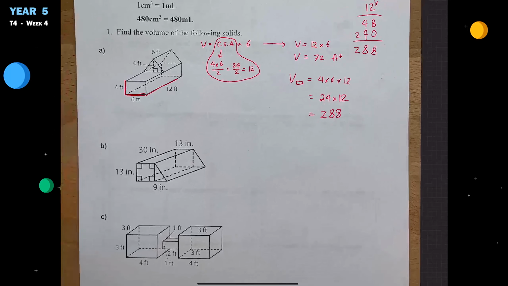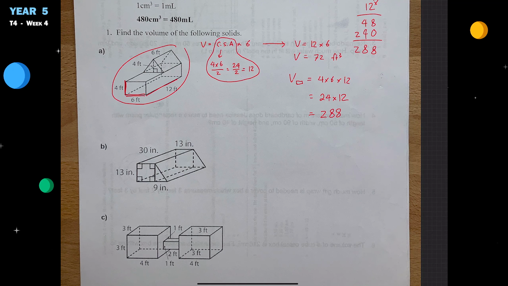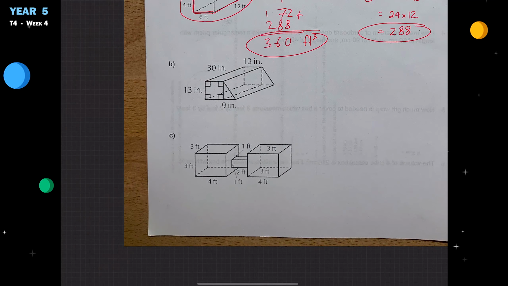So now to find the volume of this shape, we just have to add the volume of this top part plus the bottom part. So you're going to get 72 plus 288, and that gives us 360 feet cubed. And there's your answer. Okay, next one.